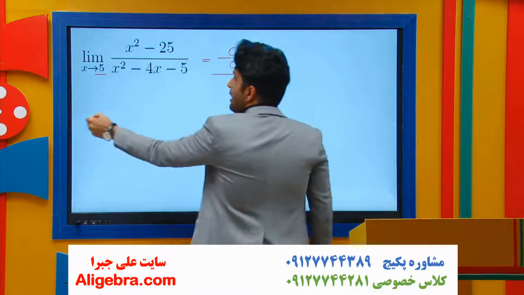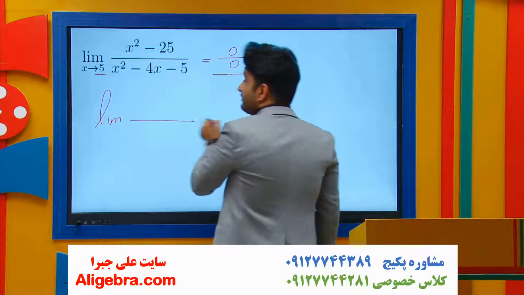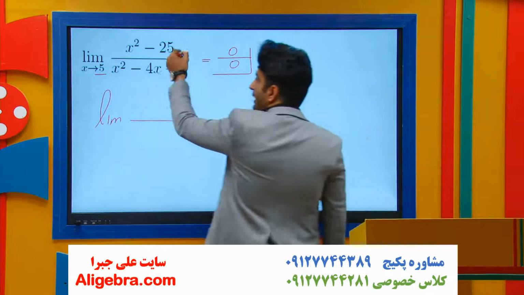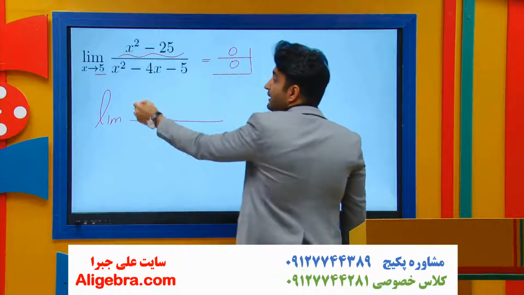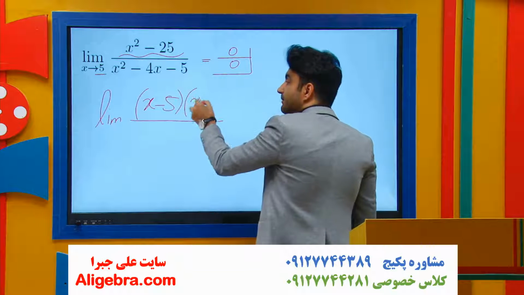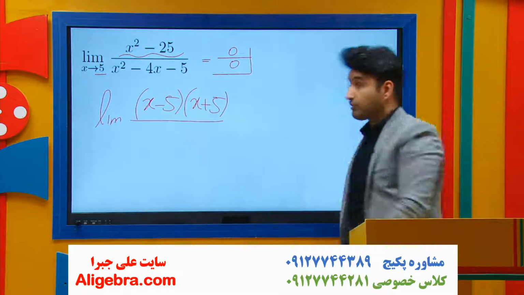On top, it is the difference of a square. Did you recognize the difference of a square? On top, x squared minus 25 can be factored into x minus 5 times x plus 5. Am I right? Very good.